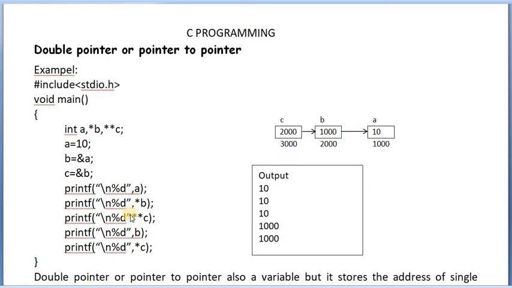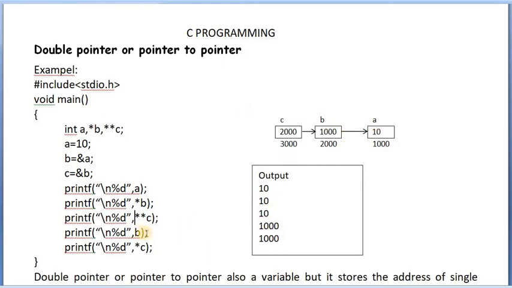Asterisk c. Again we get 10, because what is the value of c? 2000. When you use a single asterisk, the value which is in c is 2000, we get the value which is in 2000, that is 1000. Again if you write the star symbol, once more a value operator, then we get 10, because c's value is 2000, asterisk c's value is 1000. Again if you use asterisk we get the value at 1000. Then here we get 10.